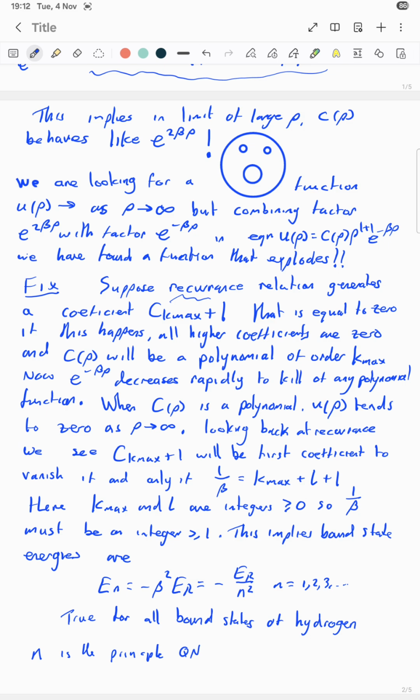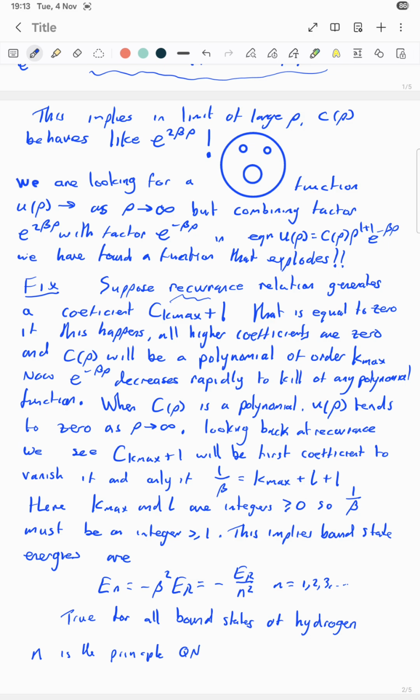Now, e to the minus beta rho decreases rapidly to kill off any polynomial function. So that's good news. When C of rho is a polynomial, u of rho tends to 0 as rho goes to infinity. Now looking back at our recurrence, we see C of k max plus 1 will be the first coefficient to vanish if and only if 1 over beta equals k max plus L plus 1. Here k max and L are integers greater than or equal to 0, so 1 over beta must be an integer greater than or equal to 1.